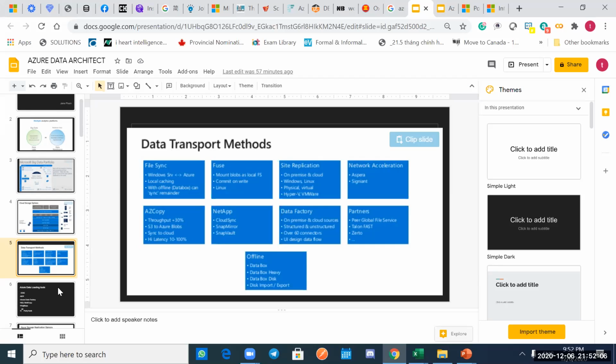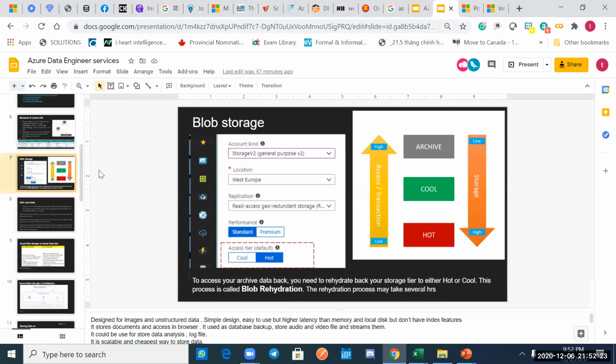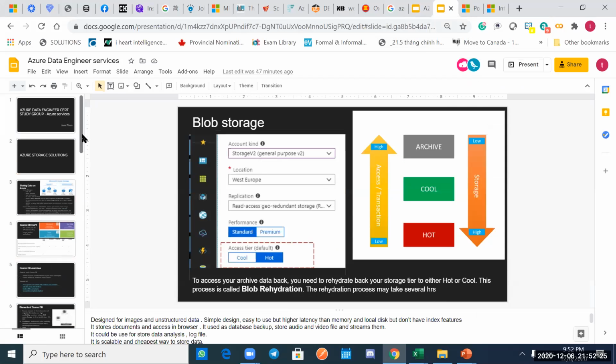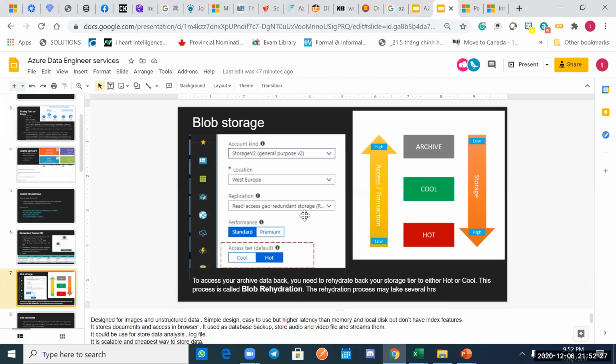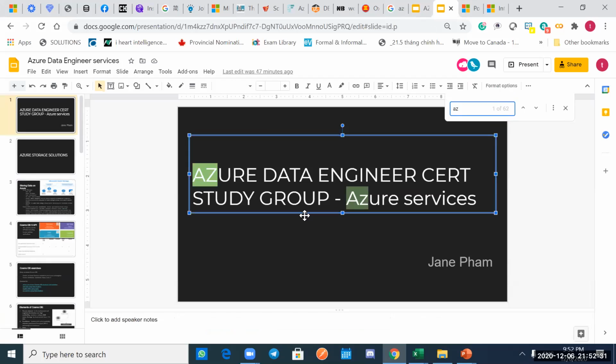Network acceleration. In short, let me tell you what will be in the exam. AZ copy, it will talk about AZ copy just briefly. You need to know what it is. It's a data transport method. I mentioned this when we talked about blob storage. So go back on here and you will see AZ copy. Let me see. AZ copy.